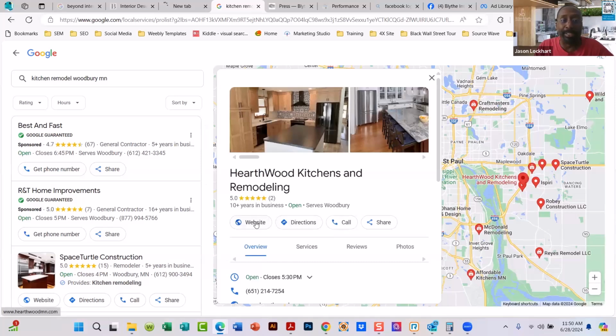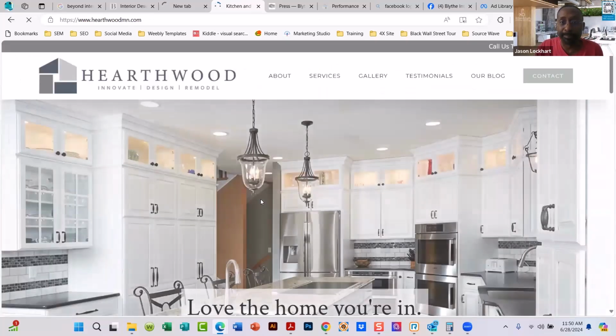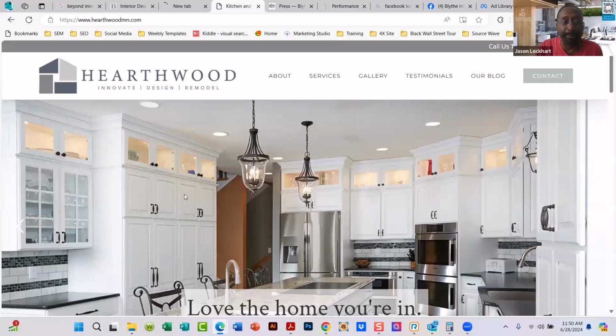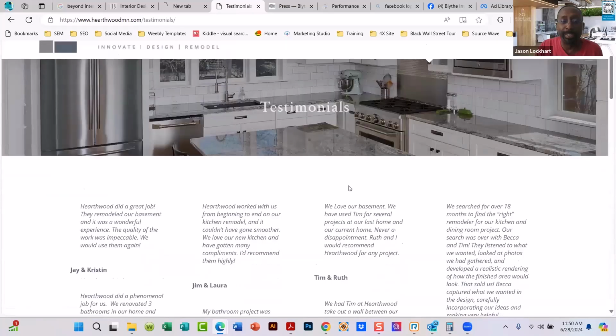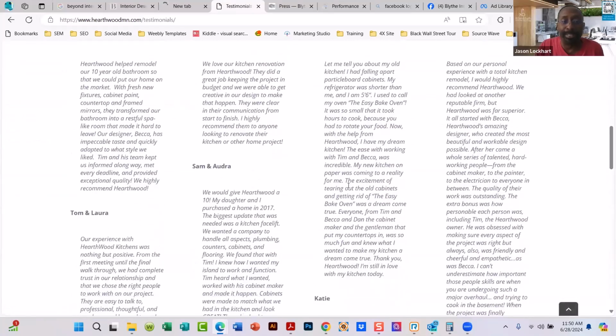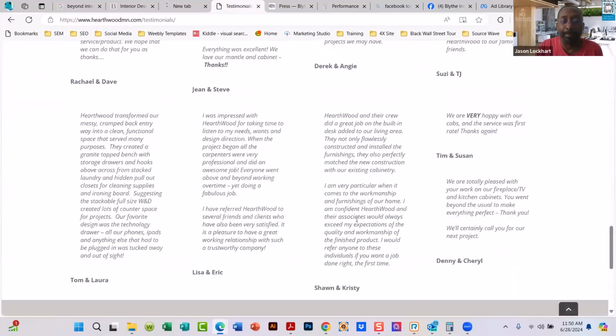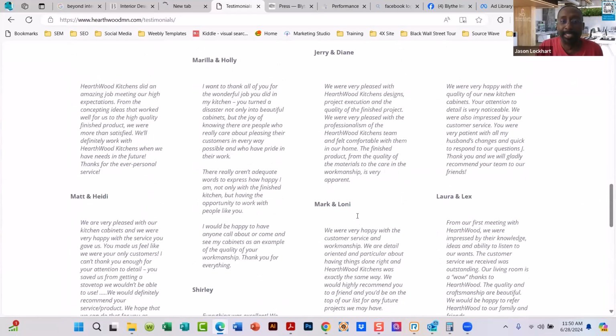And let me look at their website. They have the number at the top. Okay. Let's see if they have any live reviews. Okay. They have testimonials. They're not live though. You could copy and paste this.